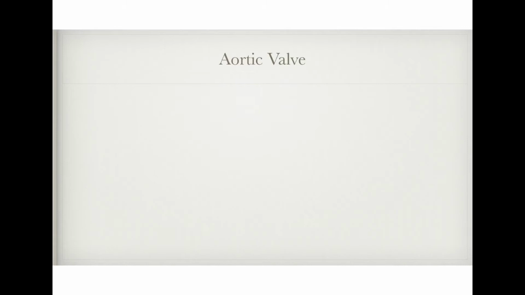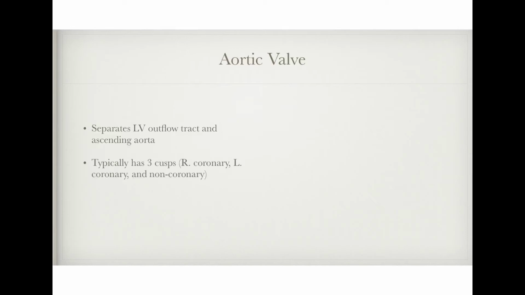All right, starting off with the diseases involving the aortic valve. First, the aortic valve is the valve that separates the left ventricular outflow tract and ascending aorta. It typically has 3 cusps, and its purpose is to prevent backflow of blood from the aorta to the left ventricle during diastole. It opens up in early systole to let blood flow forward from the left ventricle into the aorta, and then closes at the end of systole so that blood doesn't flow backwards during diastole.